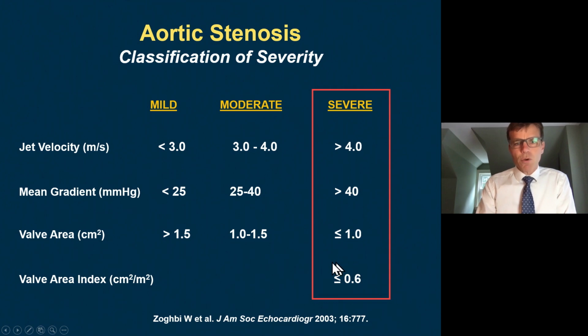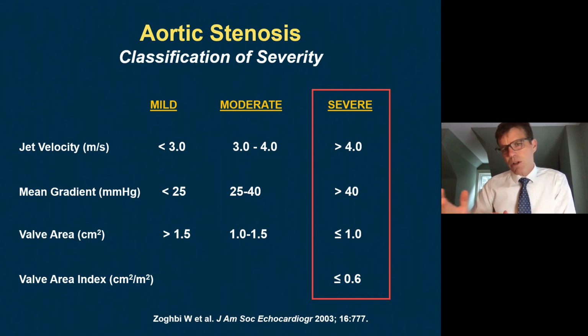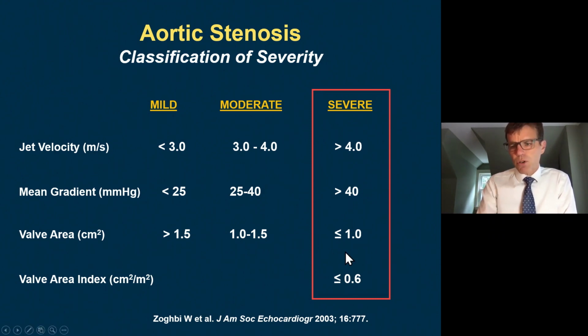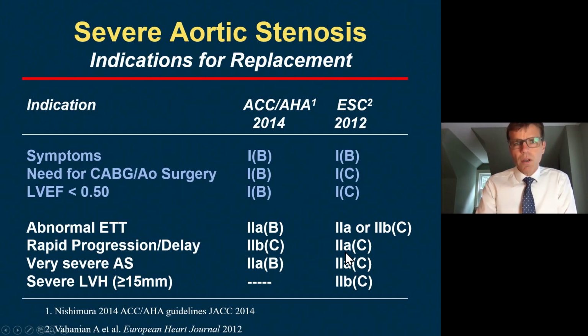Now, sometimes you can further divide that valve area by the patient's body surface area to get a valve area index. The idea being that maybe a small patient does not need as big a valve as somebody who's 6'4" and 250 pounds, but typically these first three numbers are really the key ones. And so these are the criteria for when you think about replacing a stenotic aortic valve.